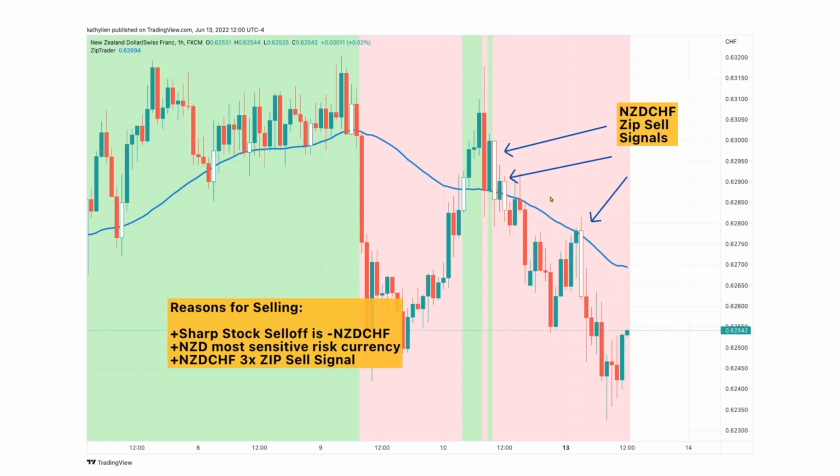So a decline in the stock market. Also, by the way, the Swiss franc benefits greatly from declines in the stock market because it's seen as a safe haven currency. So you have all these combinations, and you had that interesting move.